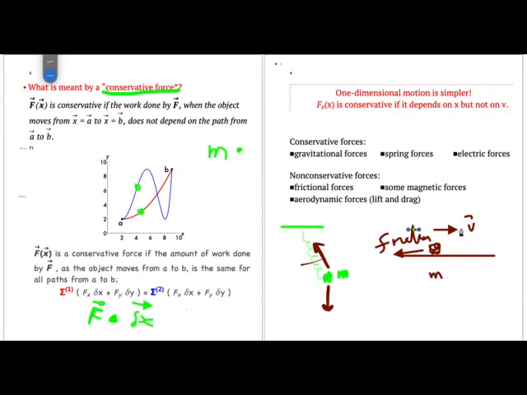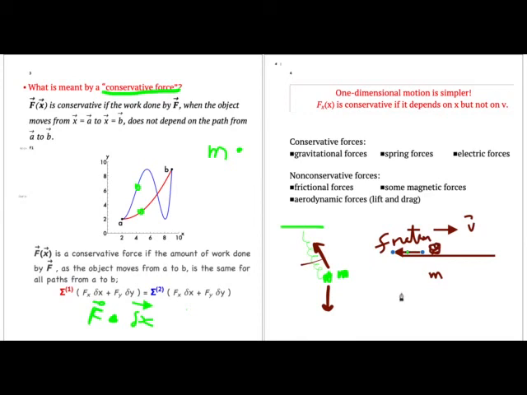So you see, the frictional force depends on the velocity, at least in terms of direction. If the velocity is to the right, then the frictional force will be to the left. But if the velocity were to the left, then the frictional force would be towards the right. So the friction force will depend on the velocity, even in one dimension. Well, in one dimension, a force is conservative if it depends on x, but not on v. Well, this force depends on v.